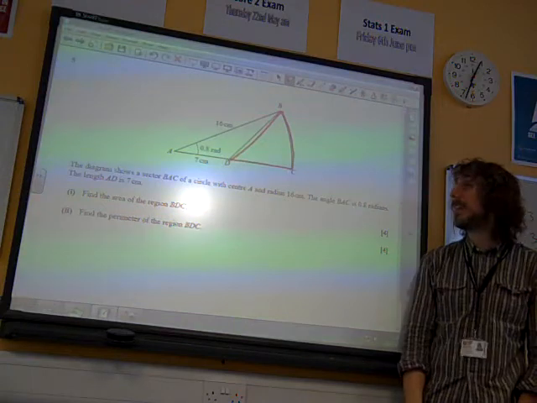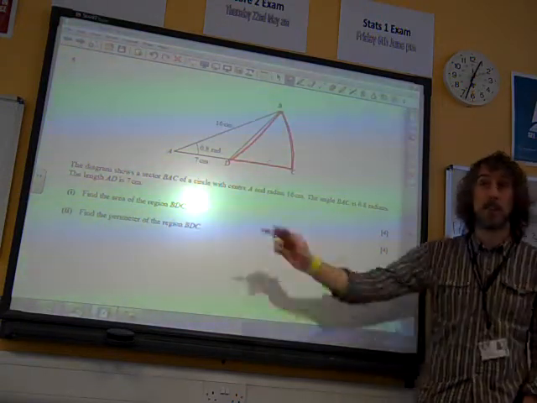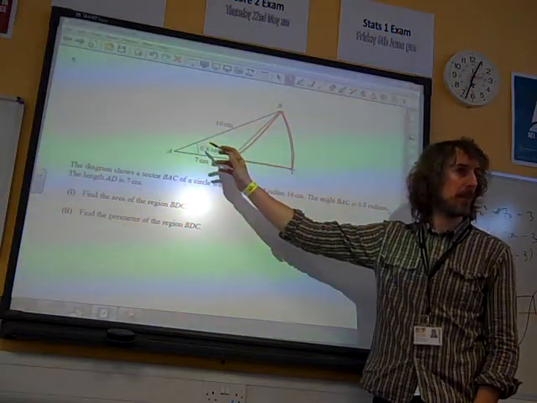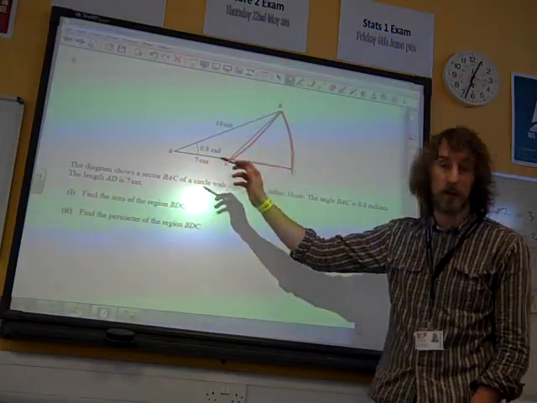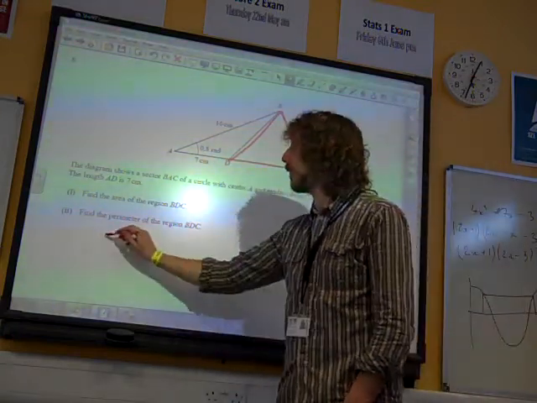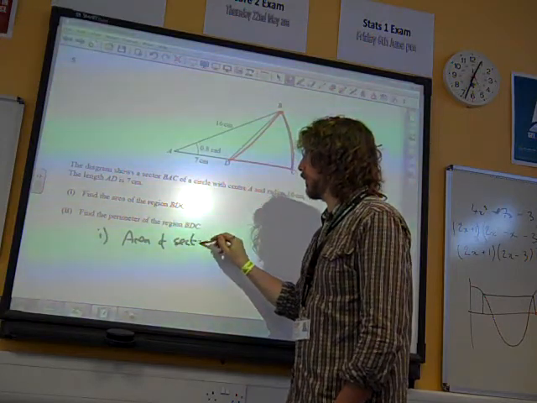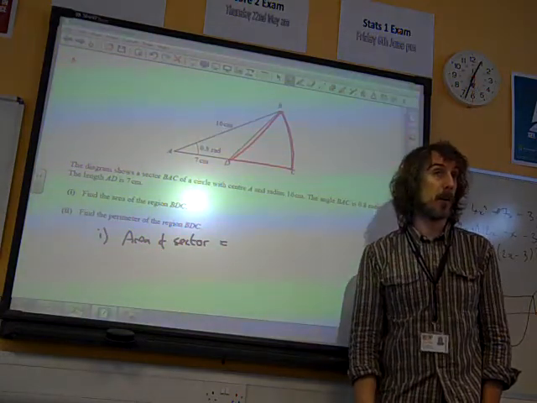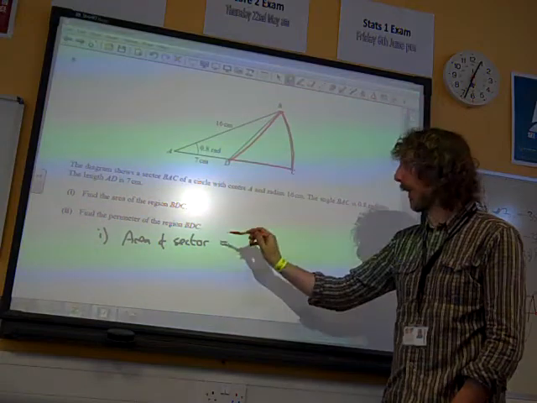Well, that means we need to take away from the sector the area of this triangle. That's right, isn't it? So let's work out those two things. The area of the sector, to start with, well, this is something that we've learnt. The area of a sector is r theta. No, it's not, that's the arc length. It's half r squared theta.